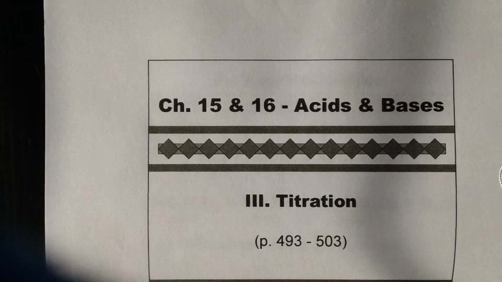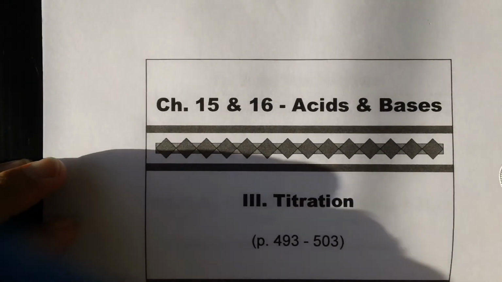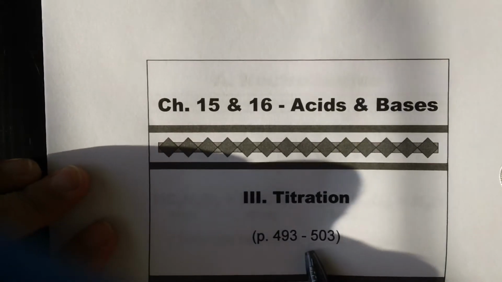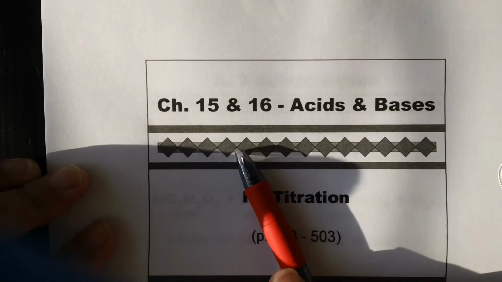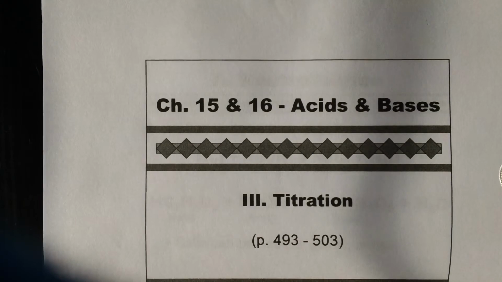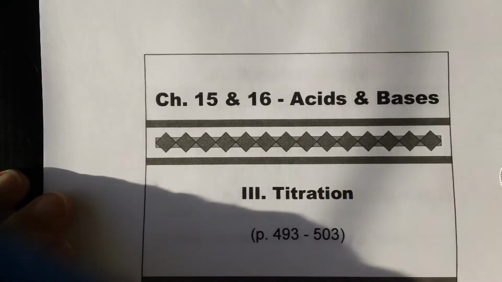Alright, pre-AP kiddos, this is the last of the acid-base notes, so I think this is the 5th video on acids and bases. It's talking about titration. These are the old book page numbers. The chapters are 14 and 15 if you're in the new textbook, I'm pretty sure.